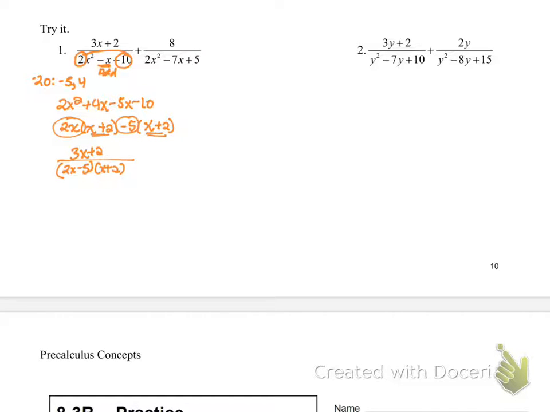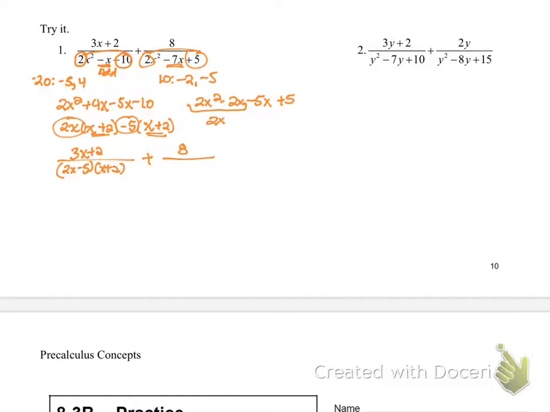Okay, we're going to do the same thing with this fraction over here. So this case, 2 times 5 is 10. We need to find what multiplies to 10 and adds to negative 7. So that's negative 2 and negative 5. 2x squared minus 2x minus 5x plus 5.